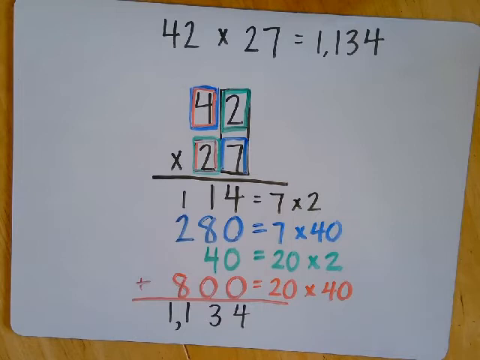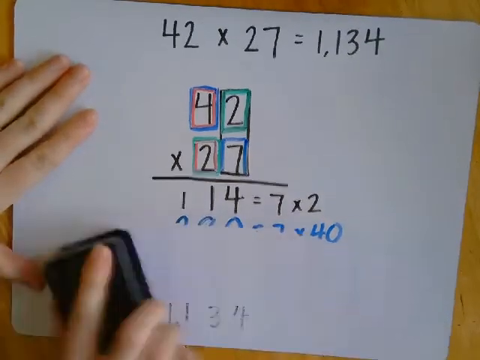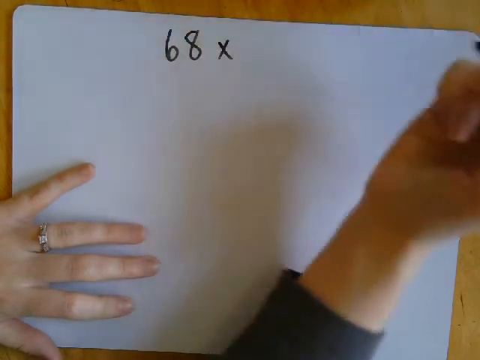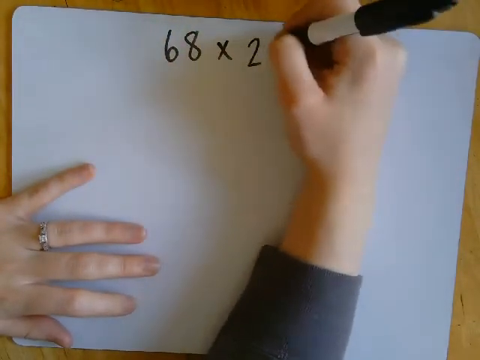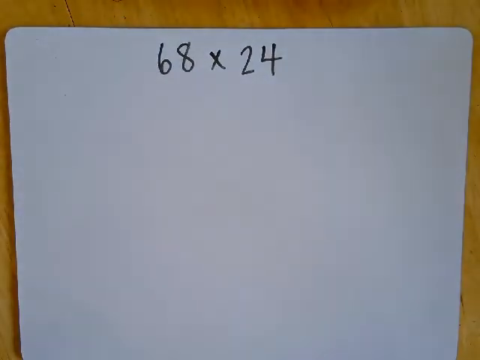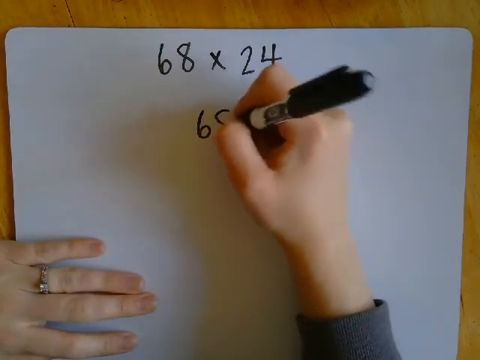All right, let's try one more. Let's do 68 times 24. All right, just like the last one, I'm going to set it up so it looks similar to the standard algorithm. So I'm going to set it up vertically.